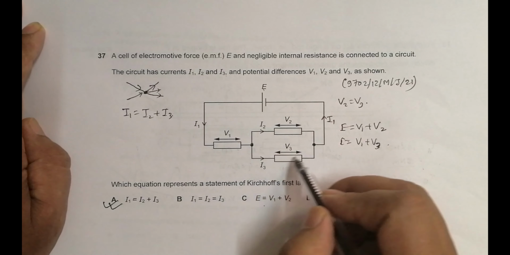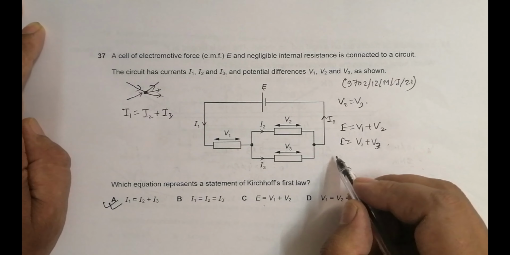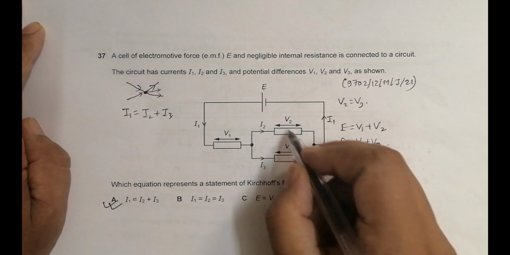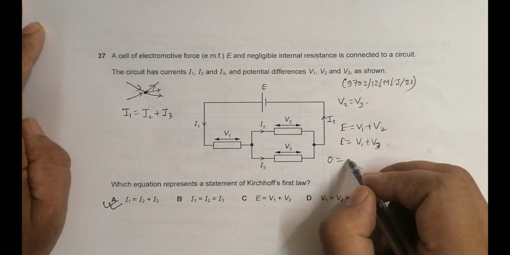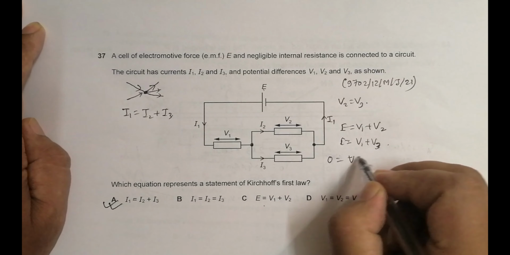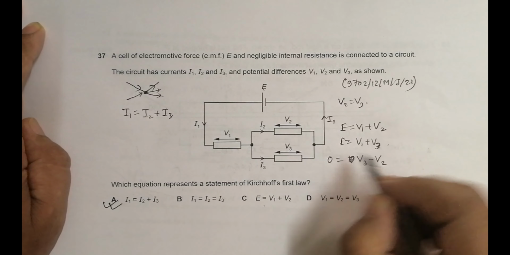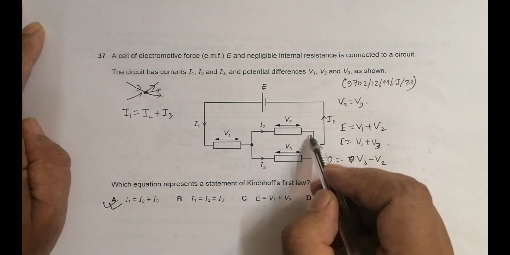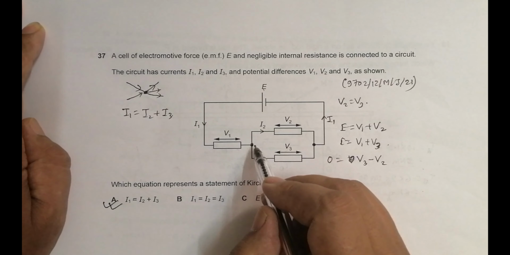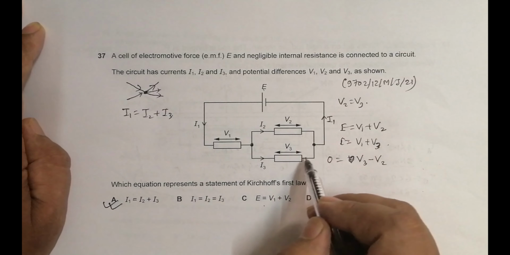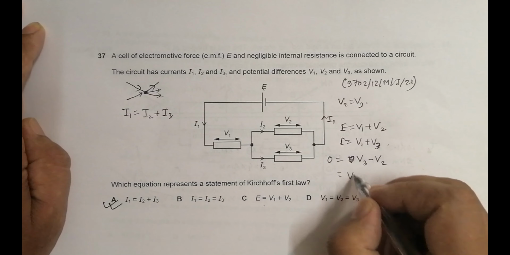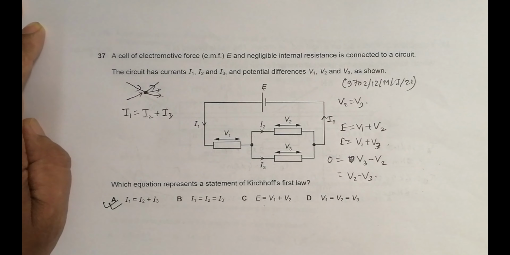And if I consider this loop, then I will have 0 is equal to, because there is no EMF source here, 0 should be equal to V3 minus V2. So if I go from here V3, then opposite, then minus V2. Or if I come from here V2 and the opposite minus V3, or I can say it as V2 minus V3. Had there been the second law. So for the first law, the current factor should be considered, and choice A is the correct choice.